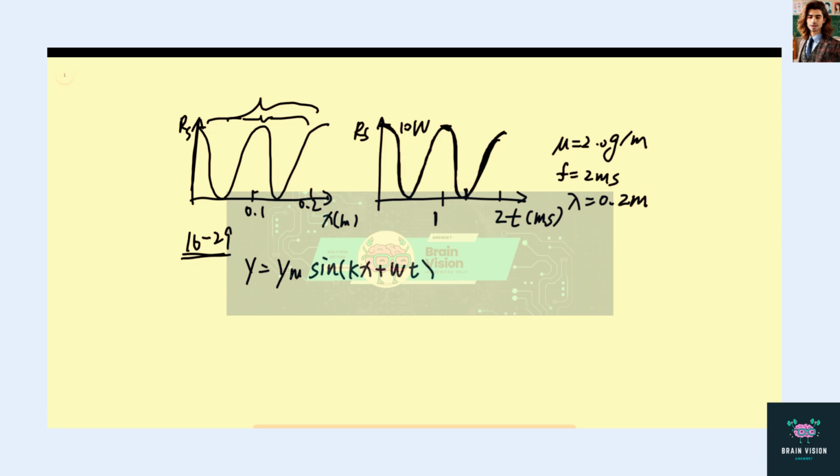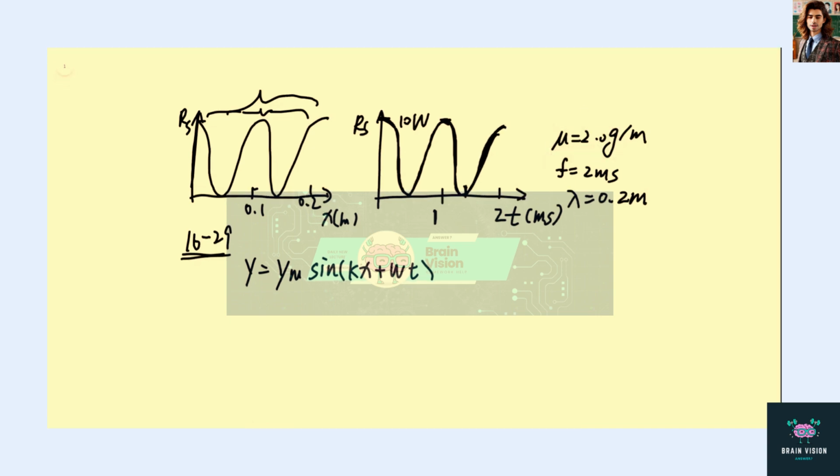In this question, we are given this graph of the kinetic energy, the rate of change for the kinetic energy, versus time and versus distance for a wave. And we are given a couple of parameters. We are told what the mass density is. And from this we can read two more things.